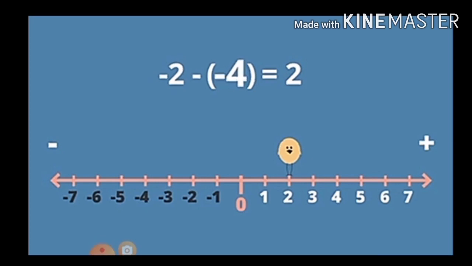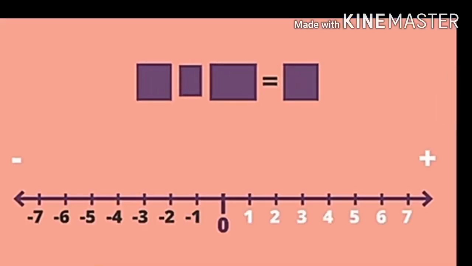Let's recap. The first number is where you start. The operation tells you where to look, plus right or minus left. The second number tells you how far to move and in which direction, positive forward or negative backward. Where you land is your answer.